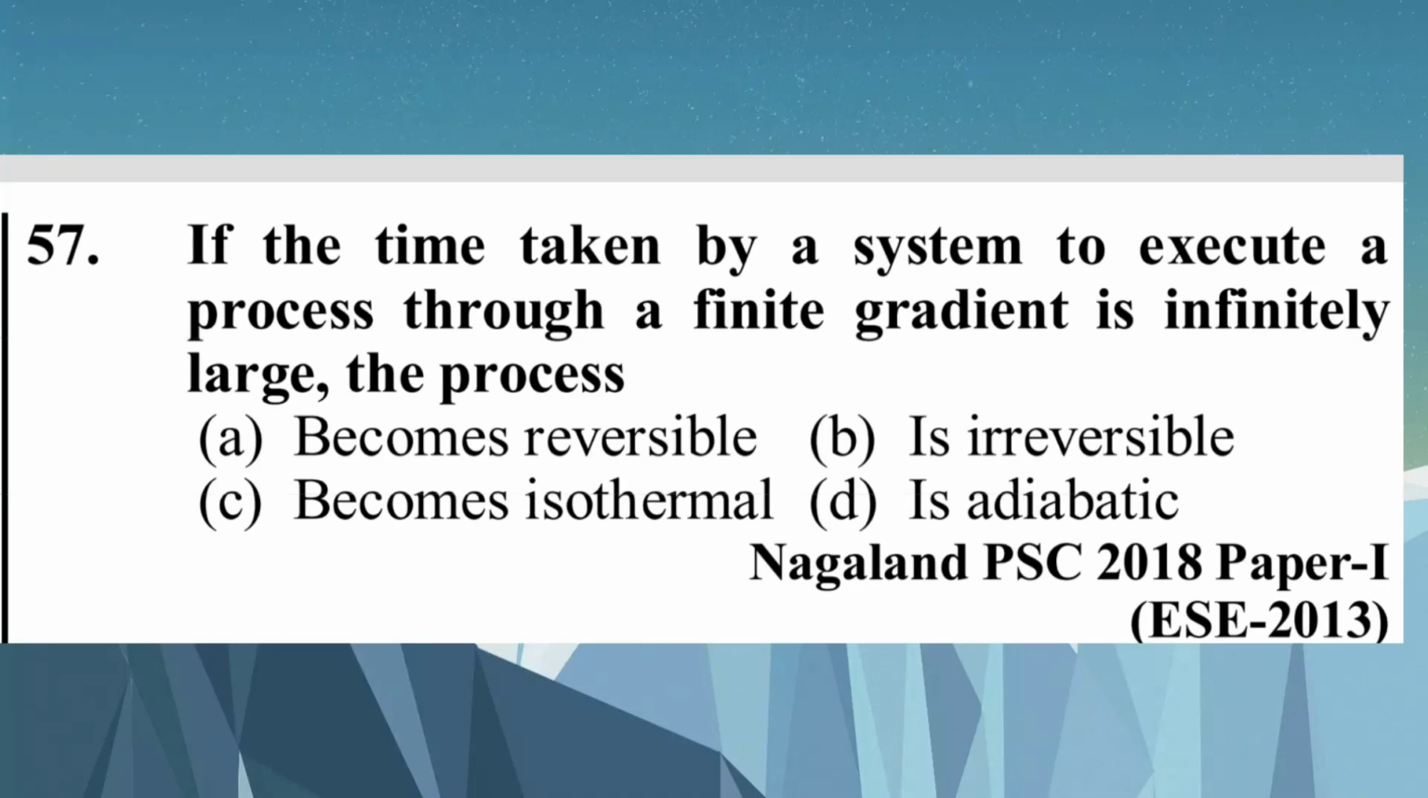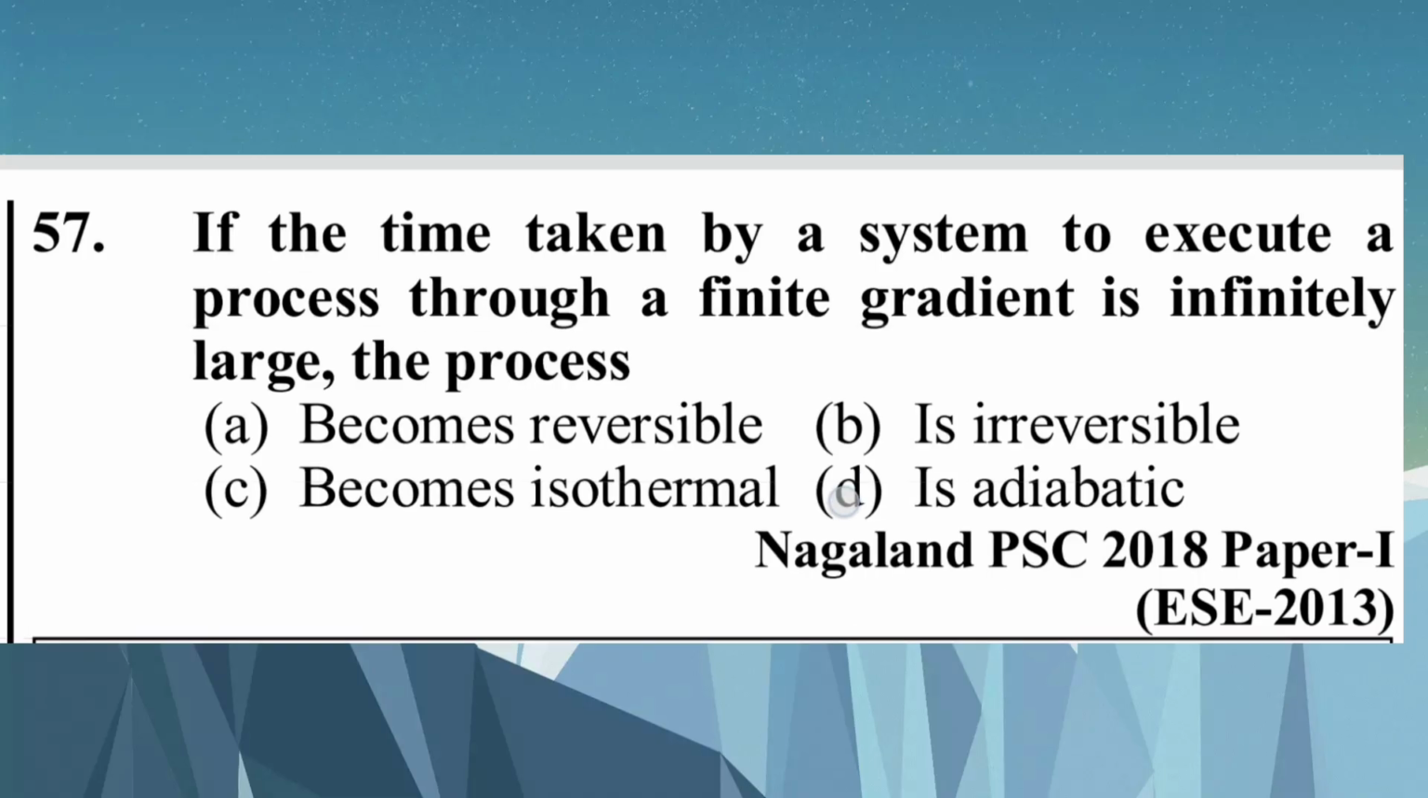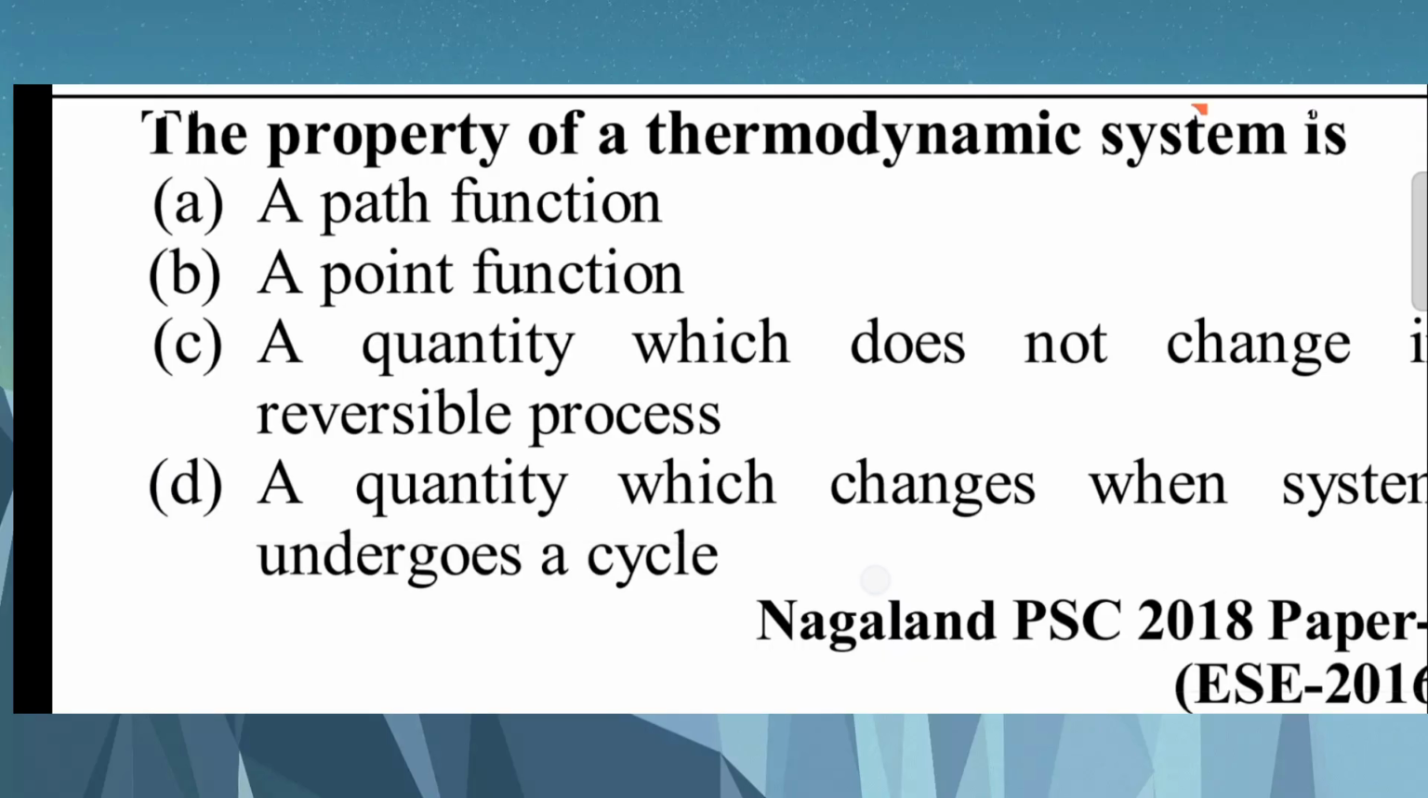Friends, question number 57. If the time taken by a system to execute a process through a finite gradient is infinitely large, the process A becomes reversible, B is irreversible, C becomes isothermal, D is adiabatic. It becomes a reversible process.